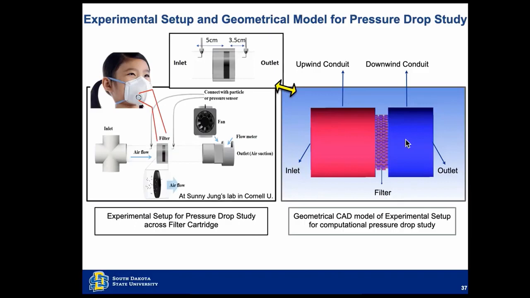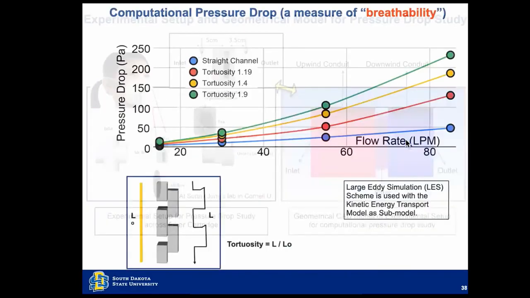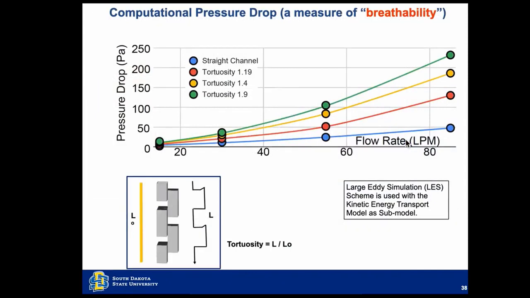The work that I'm going to show here is basically replicating the experiments that they're running at Cornell University. On the top left, you have their experimental setup. I developed a similar in silico domain that we can run CFD simulations for, and here we show the pressure drop data for different breathing rates. As you can see, the pressure drop varies from very small to around 250 pascals, but still, if you compare them to N95 data, the pressure values are smaller, which implies that these masks are going to be more breathable than the N95s.